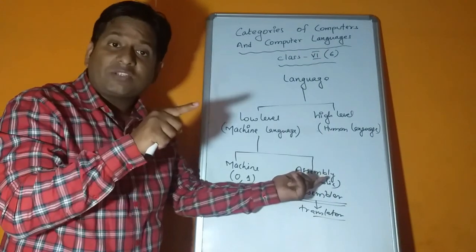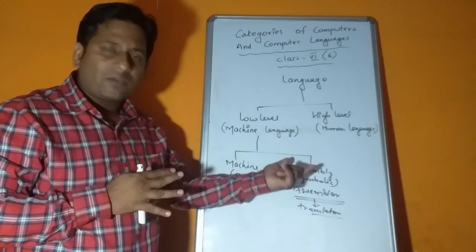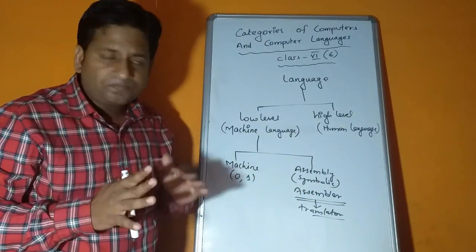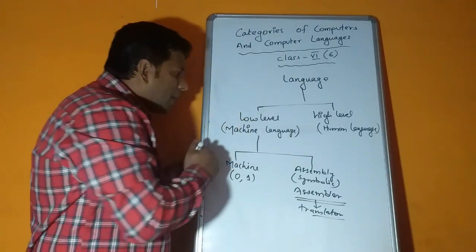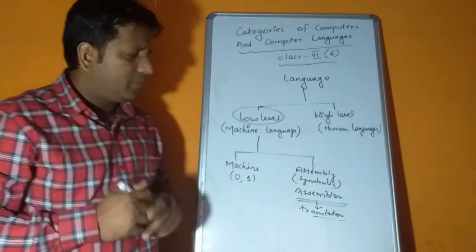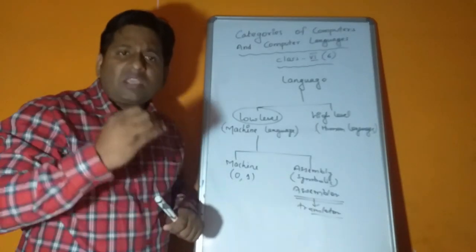That's why a converter, a translator is required, and the translator for assembly language is known as assembler. Is this clear, children? So apart from this low level, we have another type of language known as high level, and here I have written, say, human language. High level is a human language.